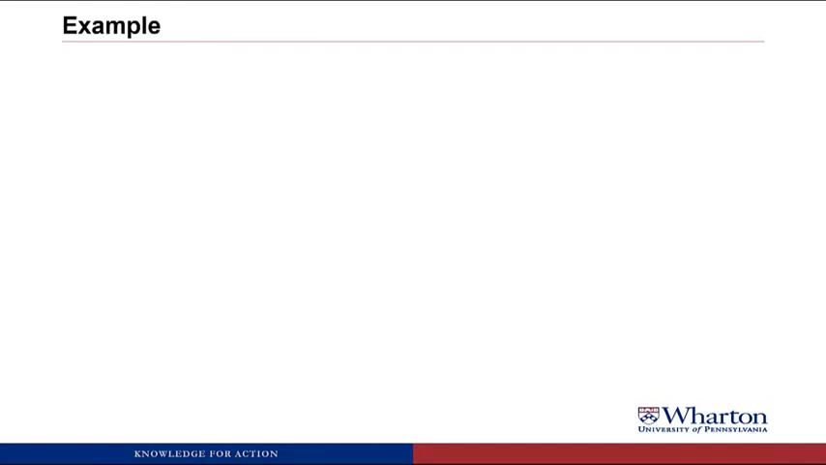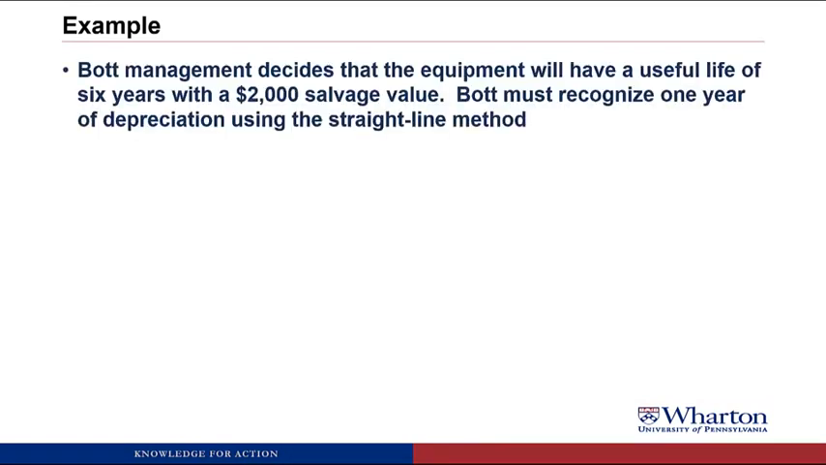So let's get back to our bot example. Bot management decides that the equipment will have a useful life of 6 years with a $2,000 salvage value. Bot has to recognize 1 year of depreciation using the straight line method. If you remember a couple slides back, the acquisition cost of the equipment was $8,000. So let me put up the pause sign and you can try to calculate 1 year of depreciation under the straight line method.